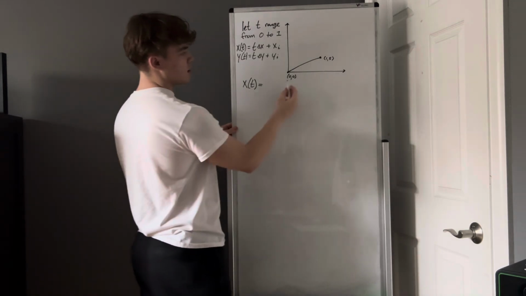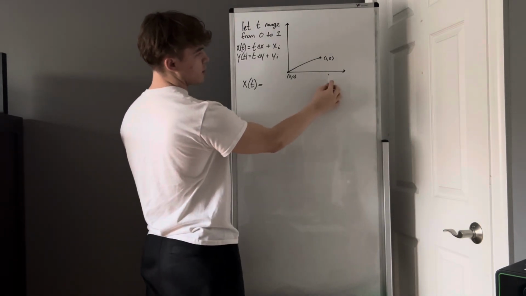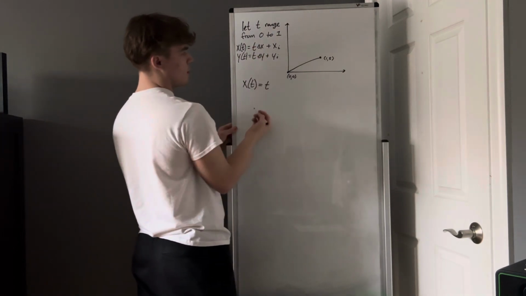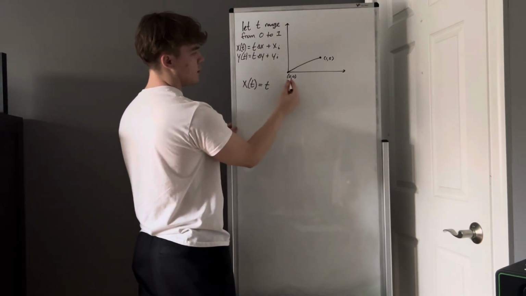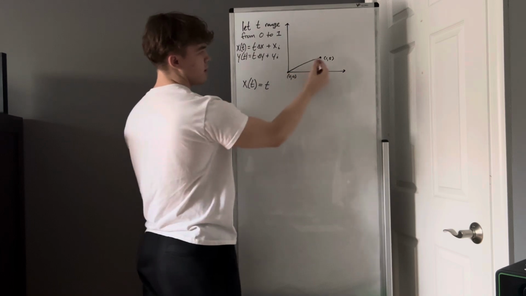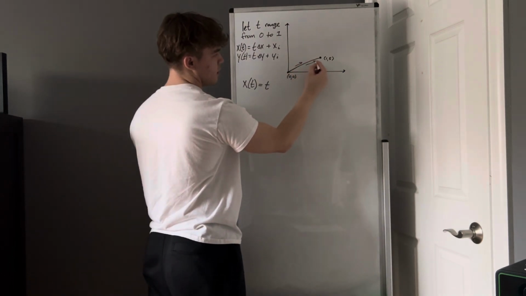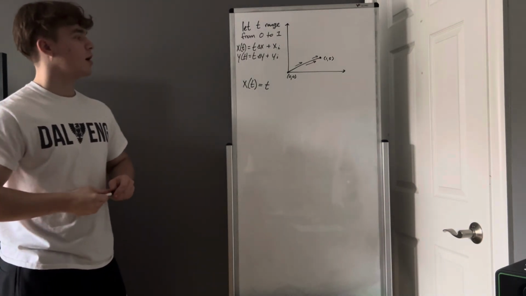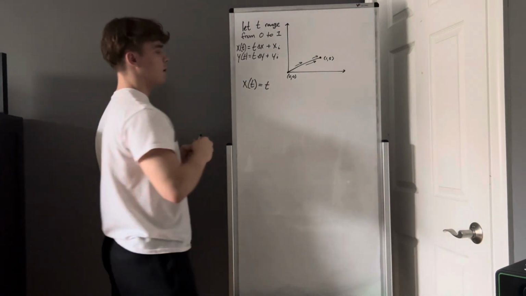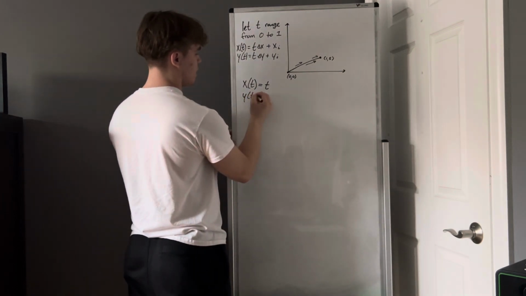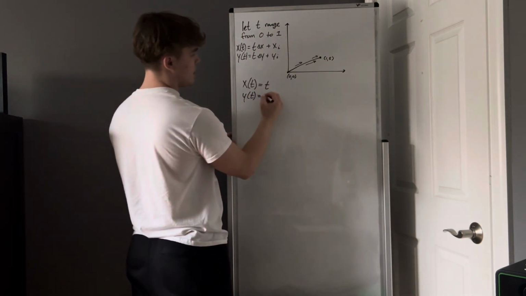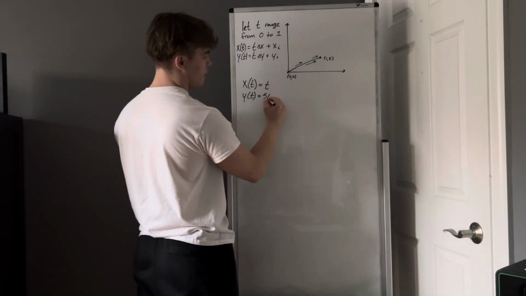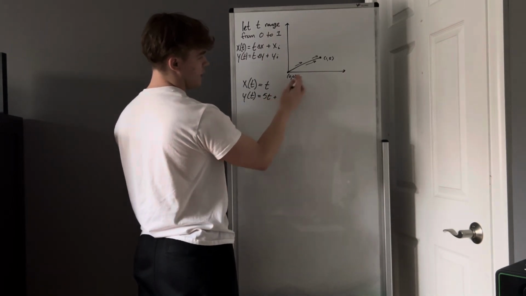Our delta x goes from 0 to 1, so it's 1 minus 0, that's just 1. So it's just t times 1, which is t. Our x initial is 0 because we're going from here to here. Maybe I should add some arrows here so that you guys know exactly what I'm talking about. And then we've got y of t equals t times delta y, which is 5 minus 0, 5, so 5t, plus y initial, which is 0.